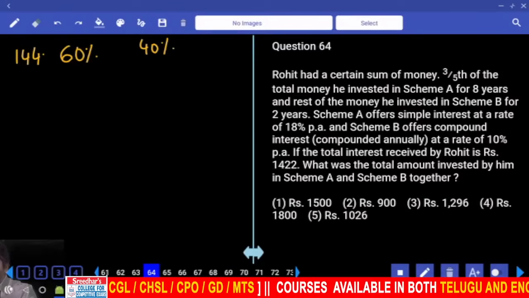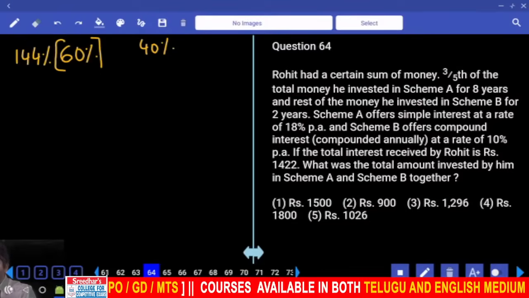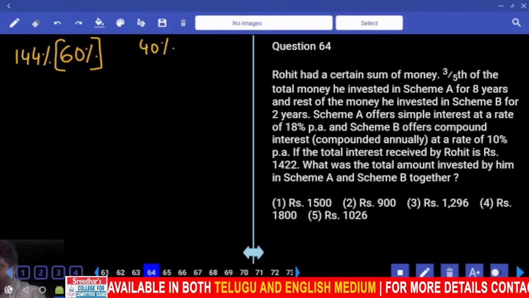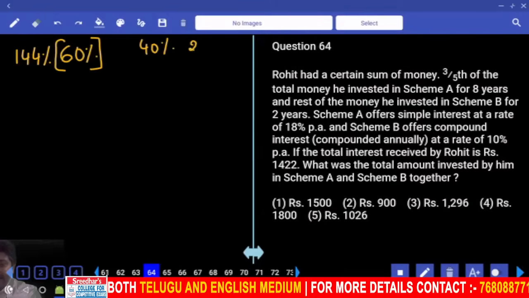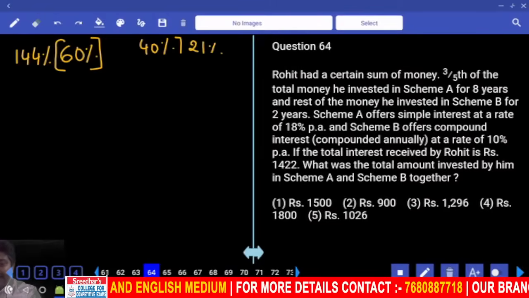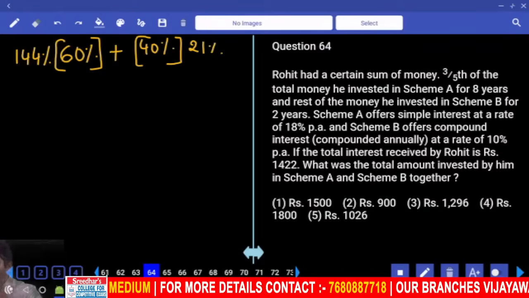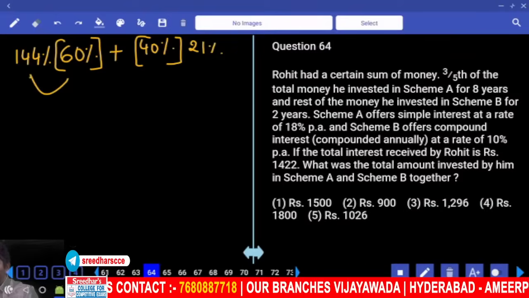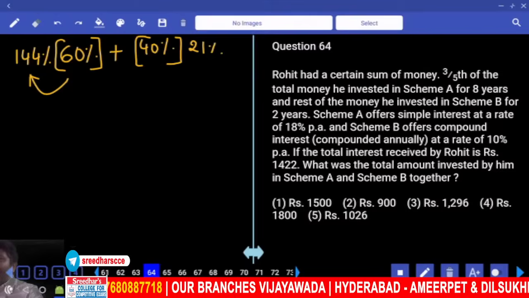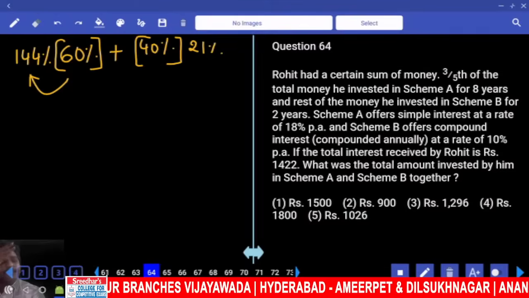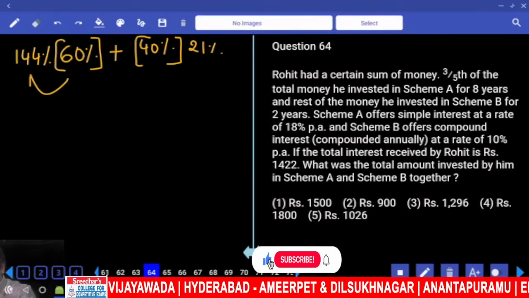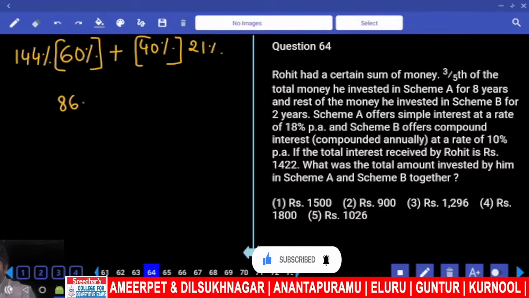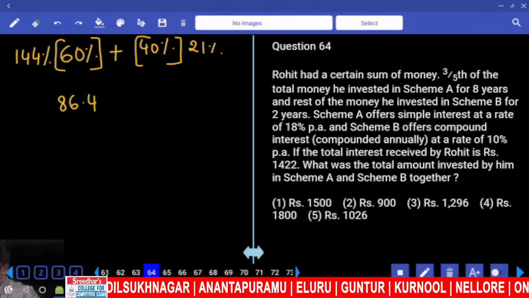Okay, now in scheme A, investment is 60% given for 8 years at the rate of 18% per annum. Interest obtained is going to be 144% of that principal. Scheme B offers compound interest at the rate of 10% per annum. For 2 years, that will be 21% of that particular principal, and this is the total interest received. Instead of calculating 144% of 60, let's calculate 60% of 144. 50% plus 10%. What is 50%? 72. 10% is 14.4. 14.4 plus 72 is 86.4. Clear?